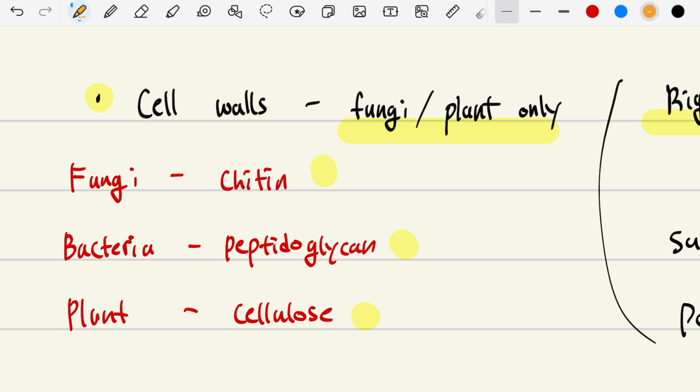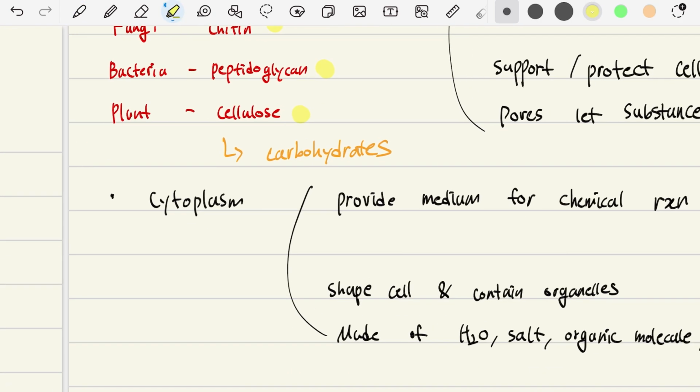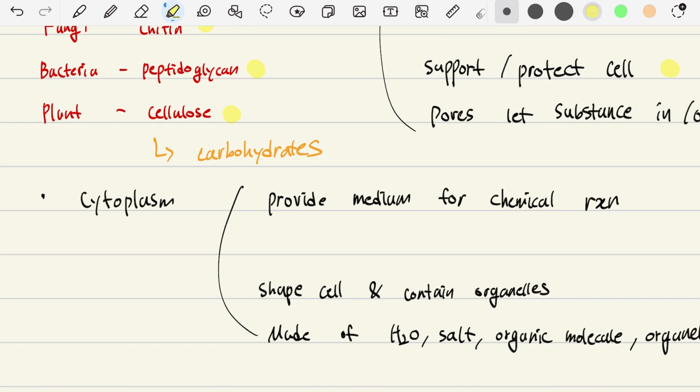Cellulose comes from carbohydrates, and it's a way to store their energy. I mean, not store their energy, to form their cell wall.